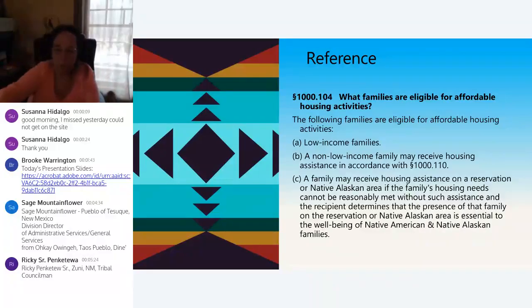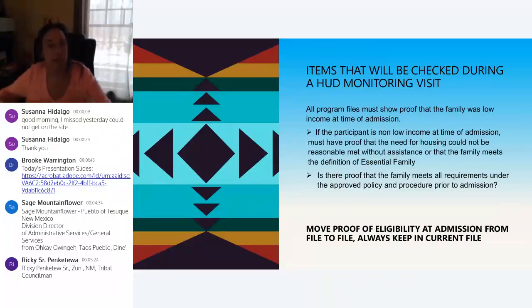So under 1104, when you go to the regs, what families are eligible for affordable housing activities? The following families are eligible. Low-income families. A non-low-income family can receive assistance in accordance with 1110. That family can receive housing assistance on a reservation or Native Alaskan area if the family's housing needs cannot reasonably be met without such assistance, and the recipient determines that the presence of that family on the reservation or Native Alaskan area is essential to the well-being of Native American and Native Alaskan families. Okay, so you have your essential families provision that you can help. You have your law enforcement provisions that you can help with. So any other time, you're supposed to be servicing low-income Native Americans. And I've seen findings for people that have housed non-natives and come around the monitoring time, and they got findings for that.